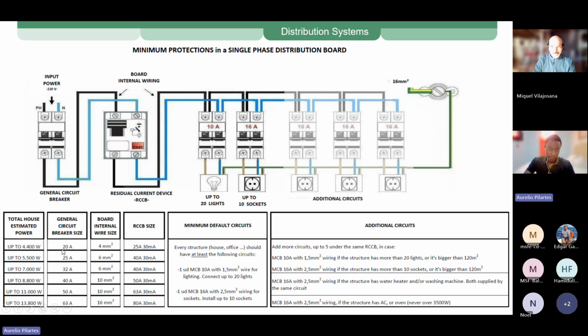You know, if this general circuit breaker is 20 amps, then this cabling here you use to wire the board should not be less than 4 square millimeters. You could use 4 or more. And if it's 40 amps, from 40 you should use 10 square millimeters, and so on. 10 square millimeters cross-section cable to wire your internal board.